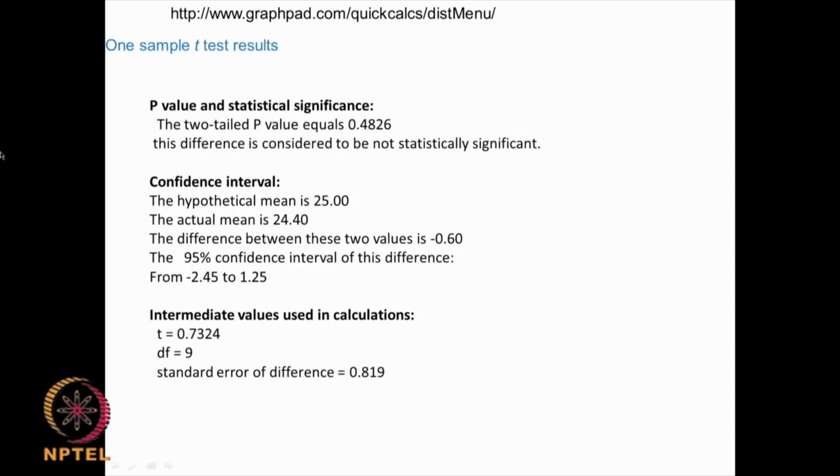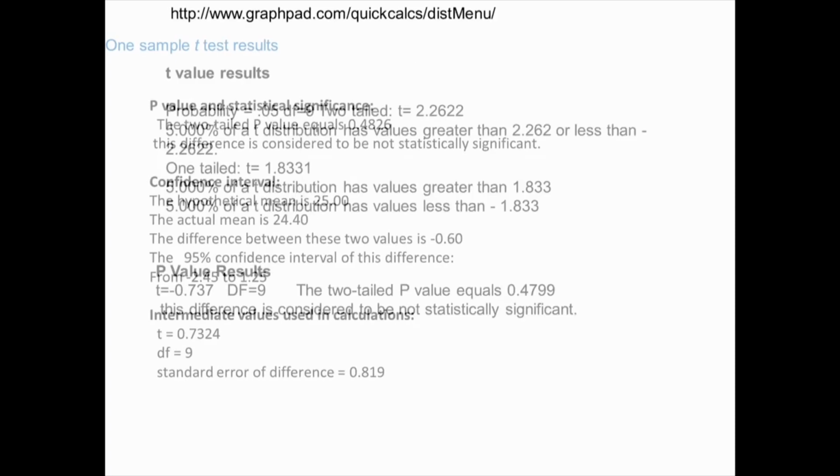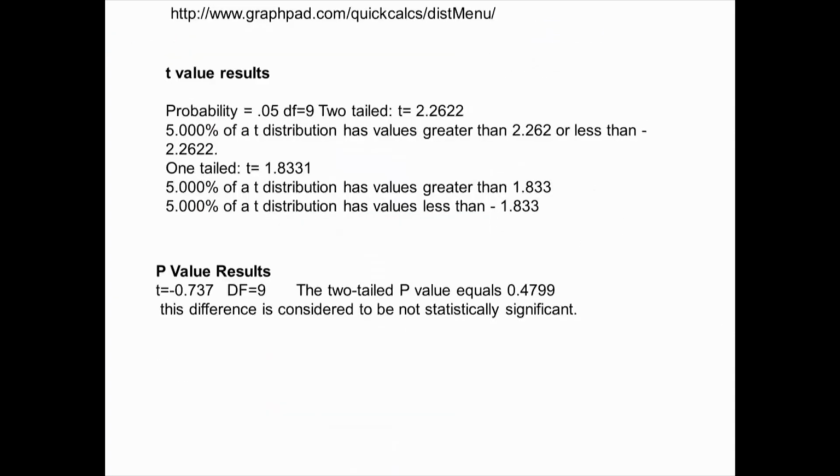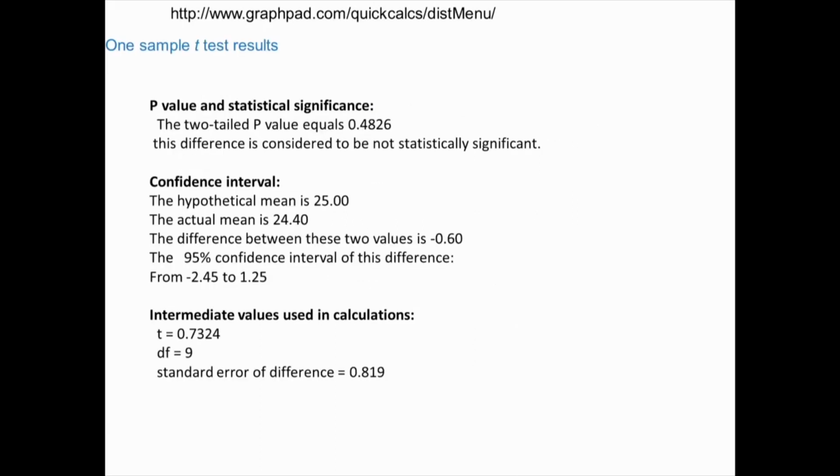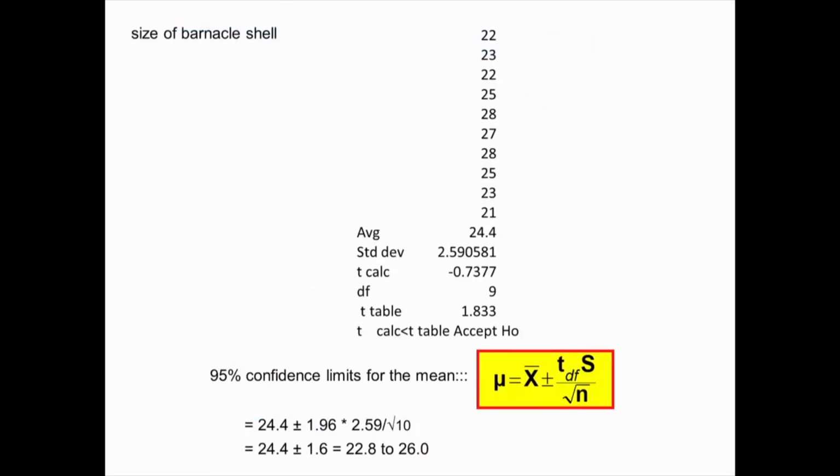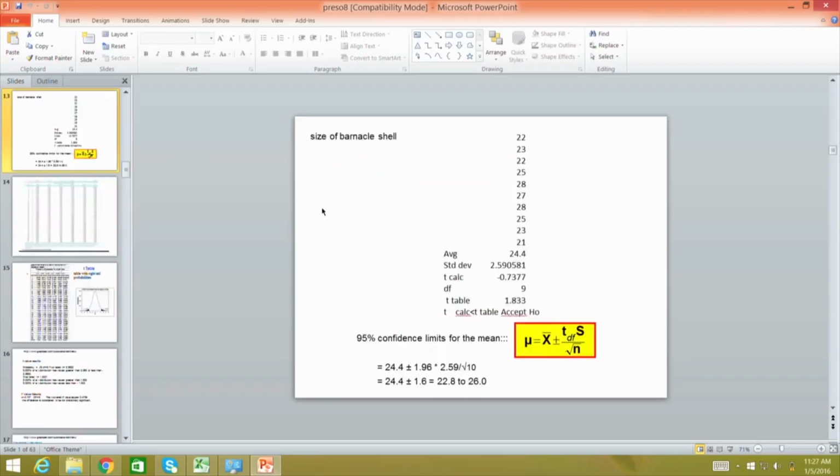Or we can also use one sample t test, and again the GraphPad software can do this. As you can see, it gives you a p value, and the difference is considered to be not statistically significant. The actual mean of the sample is 24.4, the hypothetical mean you want to reach is 25.0 and so on. We will see how to do this. It is quite simple. We have this data set, and I will show you how to do this.